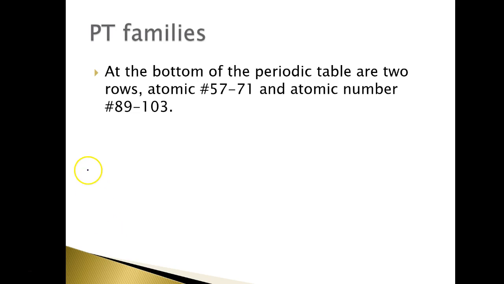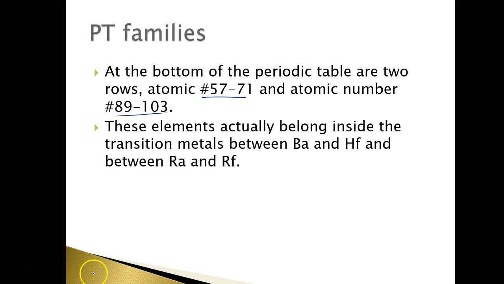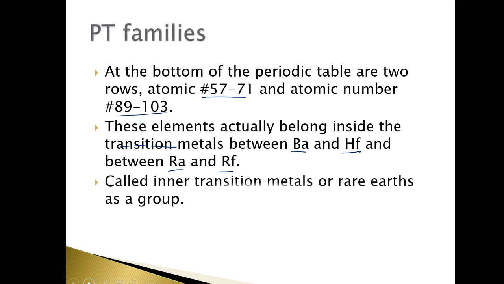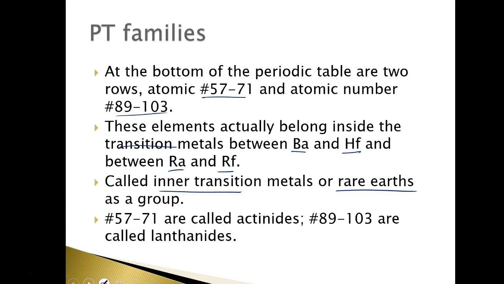At the bottom of the periodic table, there are 2 rows, atomic number 57 to 71 and 89 to 103. They're referred to as the inner transition metals, because they belong inside the transition metals between either Ba and Hf or between Ra and Rf, depending on which row they fall into. They are called the inner transition metals, or sometimes called the rare earths.